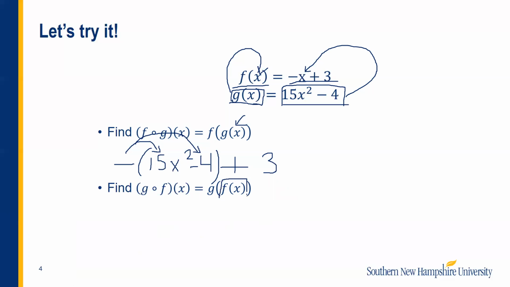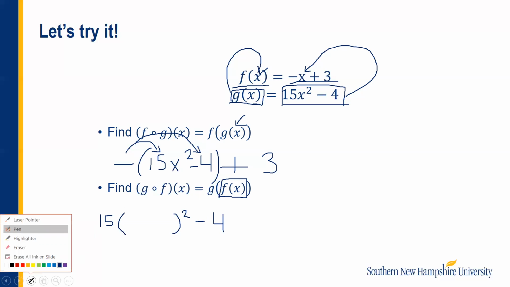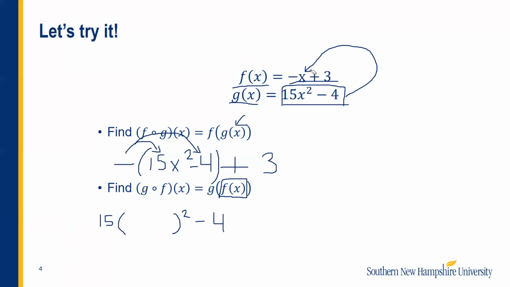This time, f of x has replaced x. So we take the original function of g of x, the 15x squared, so there'll be something squared, minus 4, but that x is replaced by the other function. So instead of inserting g into f, we're going to instead do it in the reverse and insert f into g. So let's erase this part here.